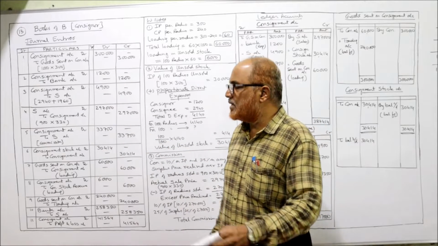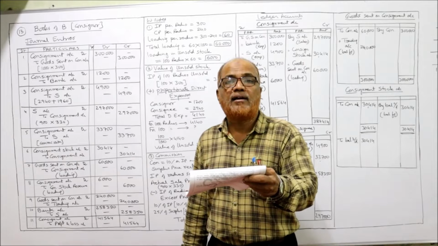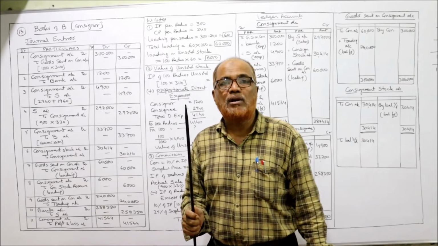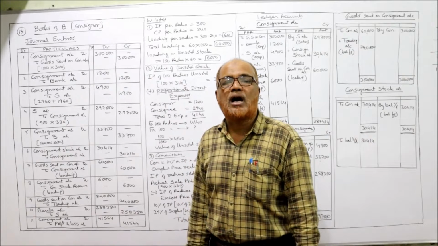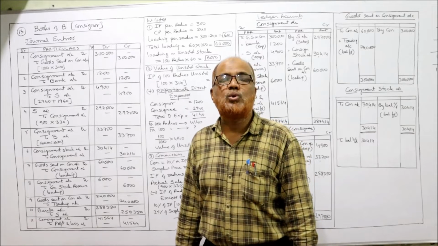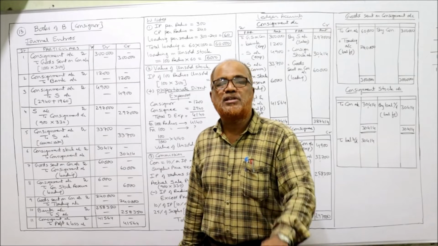That's it. Next one is sale proceeds. S sold 900 radios. So out of 1000 radios, 900 radios are sold. So 100 radios are remaining unsold, unsold stock. So first of all, 900 radios are sold at rupees 330 each.